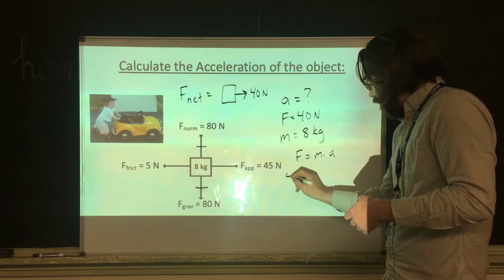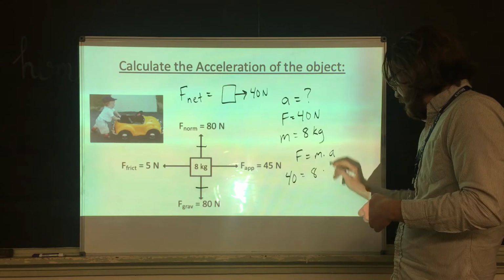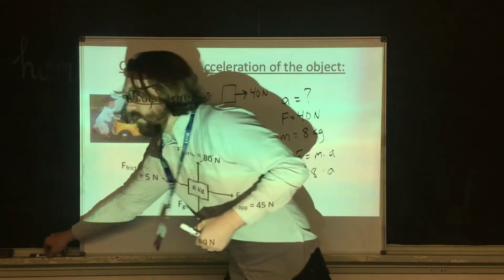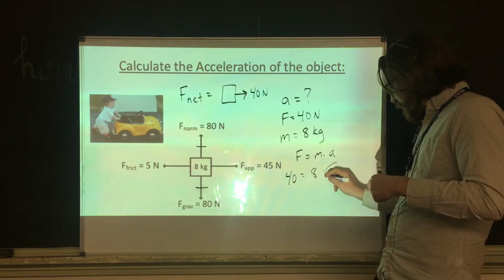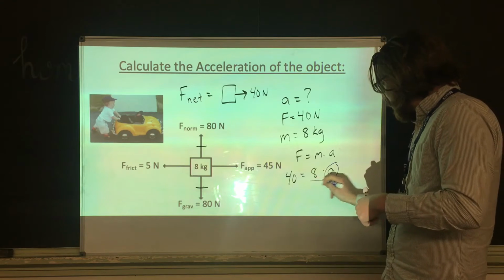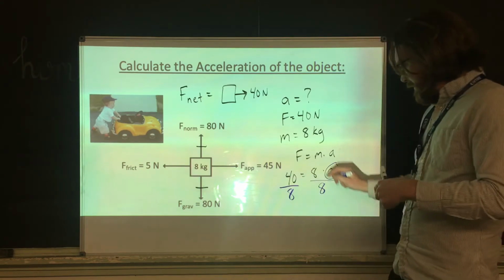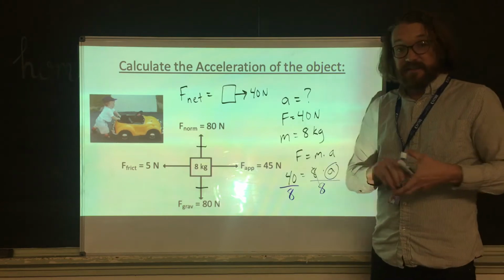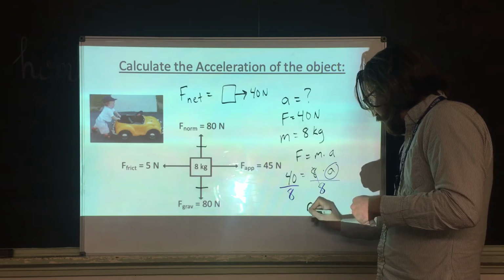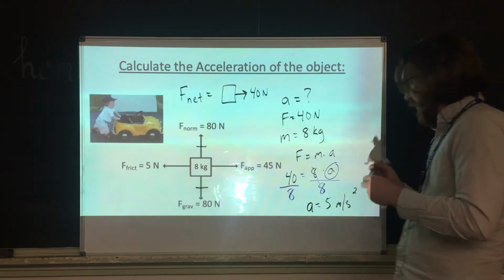Force is 40. Mass is 8 times the acceleration, which I don't know. So we're trying to figure out that acceleration. So we want acceleration by itself. That means we have to move the 8. This is multiplication, so we do the opposite of multiplying, which is dividing. We divide both sides by 8. 8 divided by 8 is 1. And 40 divided by 8 gives us an acceleration equal to 5 meters per second squared.